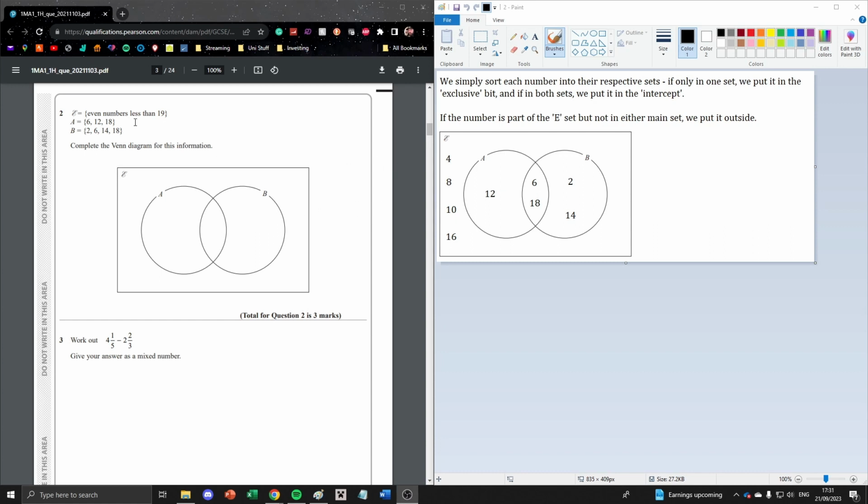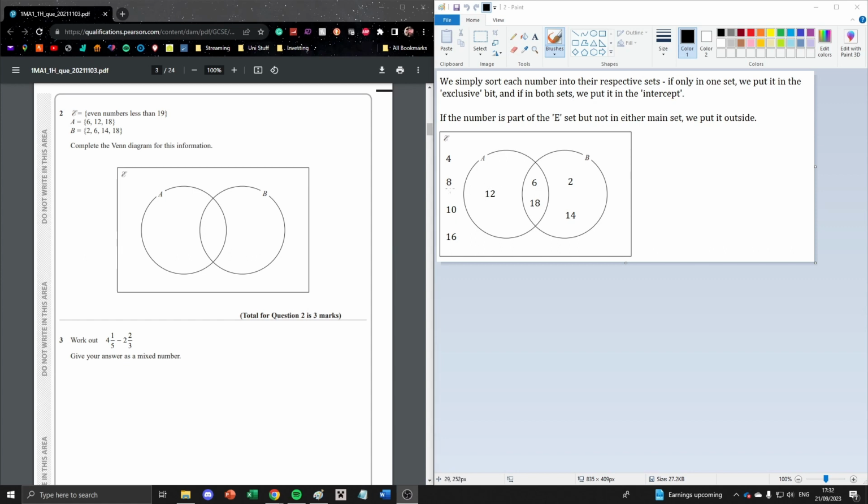So we're going to iterate through all of the even numbers less than 19. And depending on the membership of set A, set B, or neither, we're going to put them into the correct region. First of all, we have 2, which we know is in just set B and not set A. So we put it in the exclusively B part of the Venn diagram. 4 is in neither set, and so we put it in the outside area. 6 is in both sets, so we put it in the intersection.